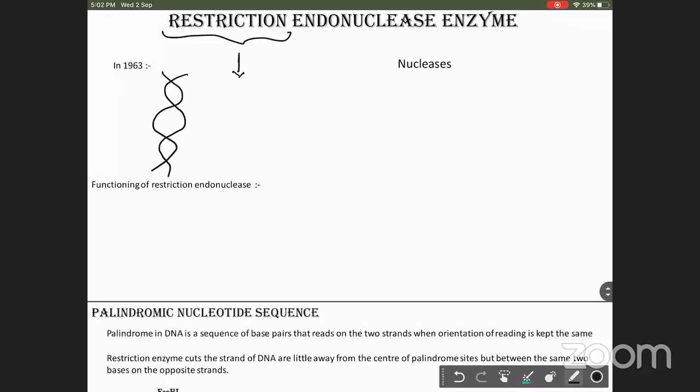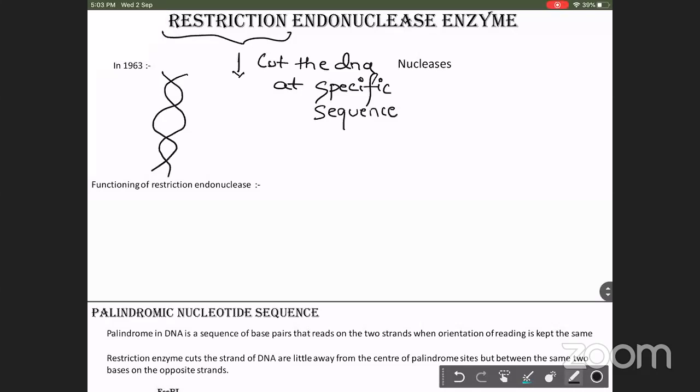So this is one DNA molecule, and what this restriction endonuclease enzyme is doing is that it is going to cut the DNA. But what is the property of the restriction endonuclease enzyme? That it is going to cut the DNA at a specific sequence.